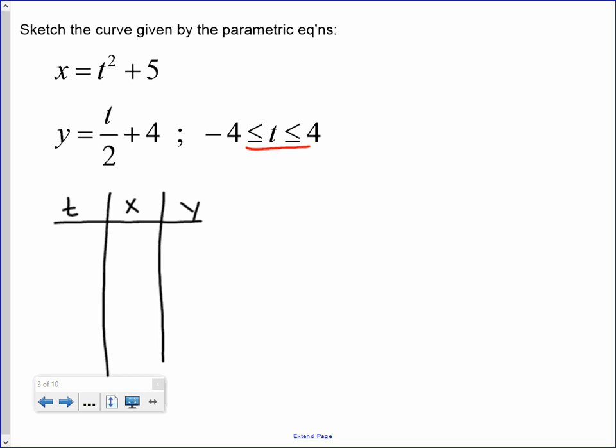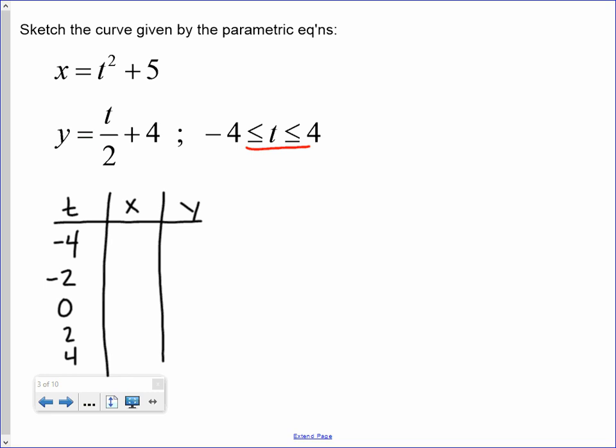So here I want to go from negative 4 to 4. And in my table, I don't necessarily have to put every single number from negative 4 to 4. I need a sampling of points so I can get a good idea of what my graph looks like. So I'm just going to go by 2's. And I'm also looking at my functions. That's going to work out nicely when I plug into y, because I have to divide my t value by 2. So if I choose even values, that will make my math a little bit easier.